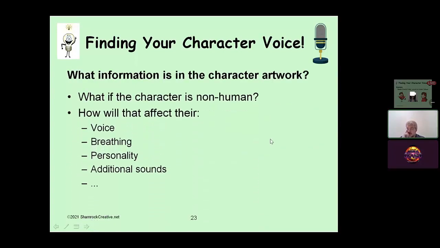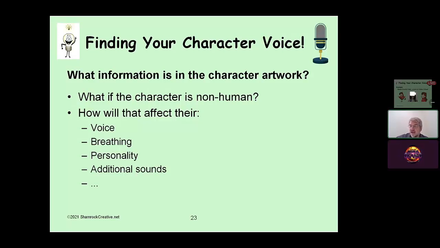Looking for information in the artwork to help you determine the voice. How are we doing on time? Okay. So what if the character is not human? That might affect how they sound, how they breathe.